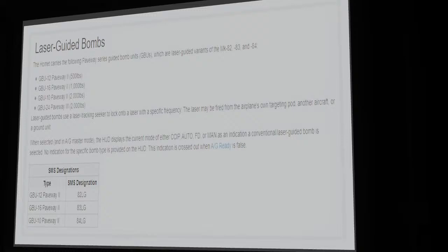When selected and in air-to-ground master mode, the HUD displays the current mode of either CCIP, auto, FD, or manual as indication a conventional-sized laser-guided bomb is selected. No indication for the bomb type is provided in the HUD. This indication is crossed out when air-to-ground ready is false. The SMS designations are 82LG, 83LG, and 84LG.